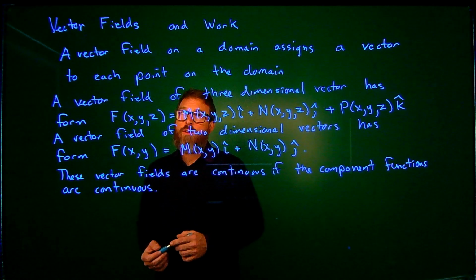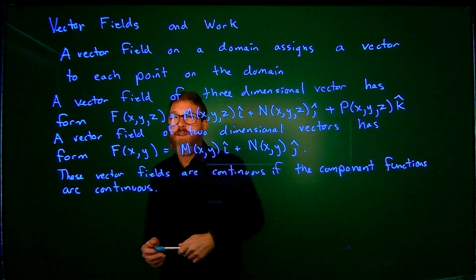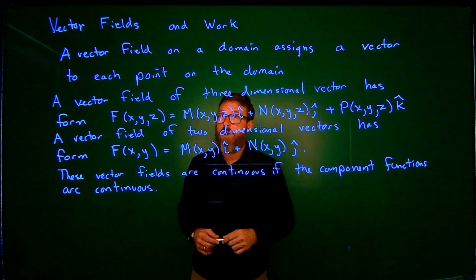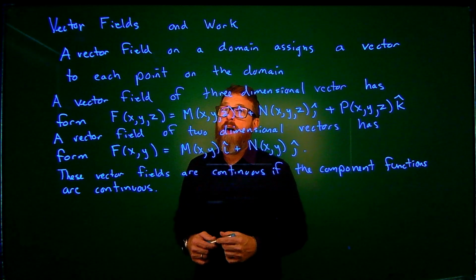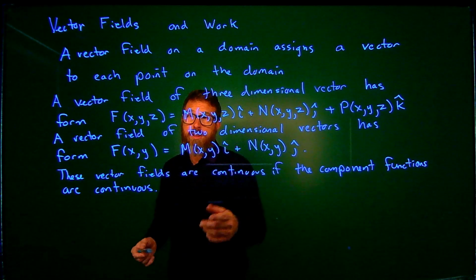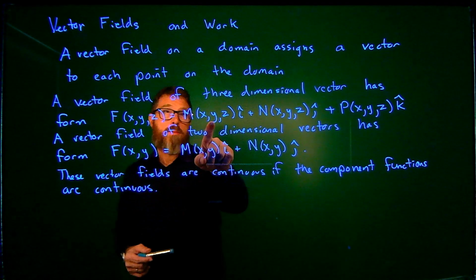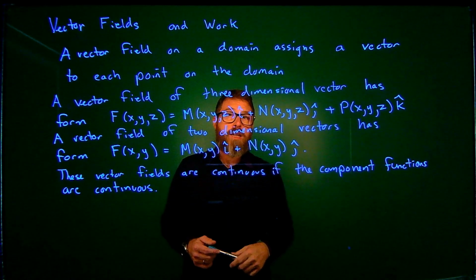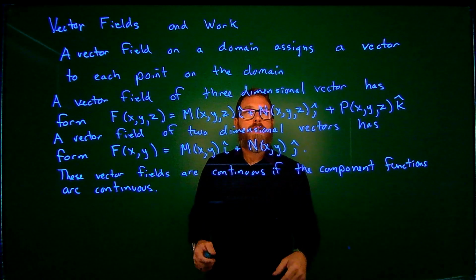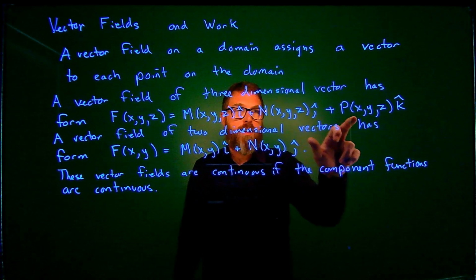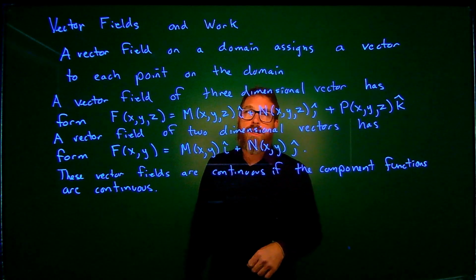So vector fields. In order to do work, I have to discuss vector fields first, and I want to get a good feel for this. A vector field on a domain assigns a vector to each point on the domain. A vector field in 3 dimensions looks like this: F of x, y, z is equal to M of x, y, z i plus N of x, y, z j plus P of x, y, z k. So you can see that each one of these component functions is a function of x, y, z.